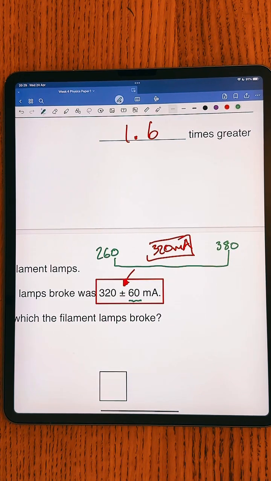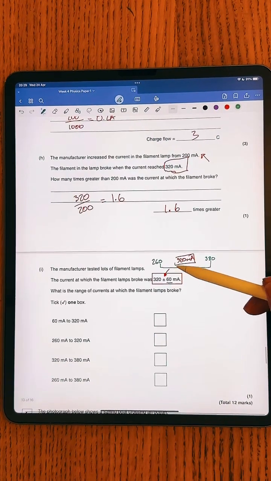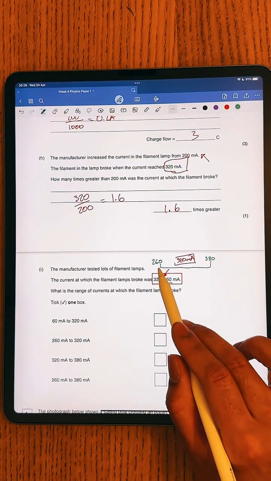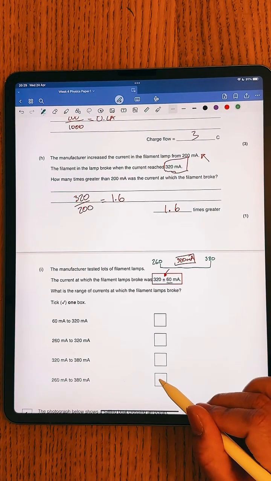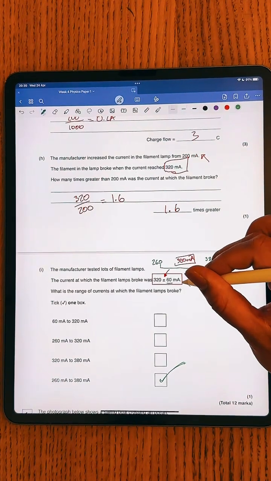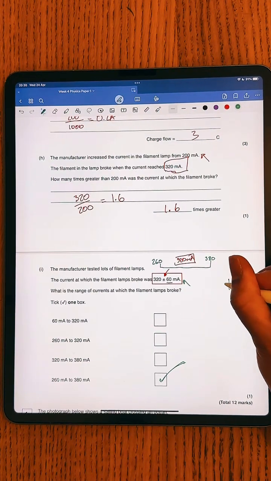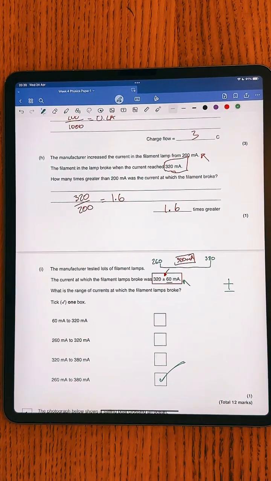Does that make sense? Or shall I explain that again? Let me know. So the answer would be anything between 260 and 380. Shall I explain that again, or does that make sense? Let me know, guys, in the chat. Because it doesn't come up much, I wouldn't be surprised if you've never seen that symbol before. It's a plus or minus symbol.